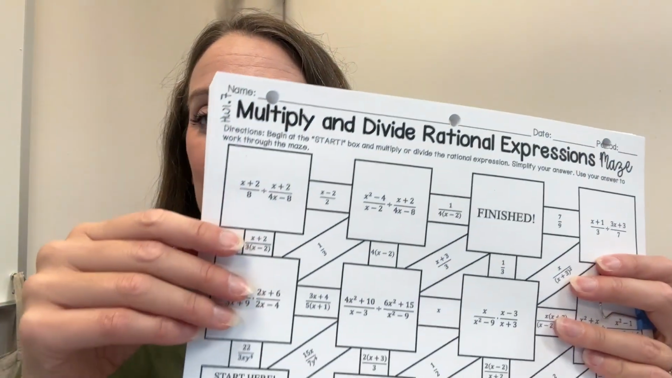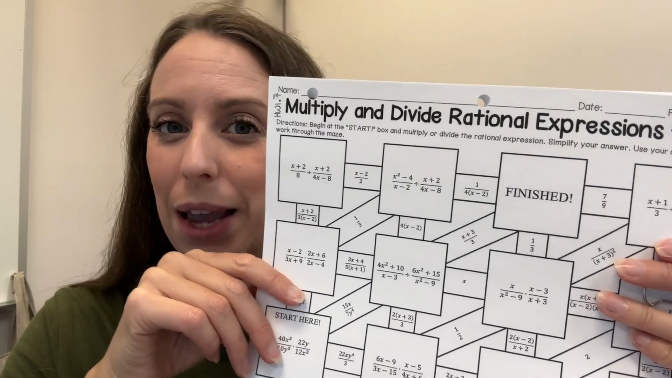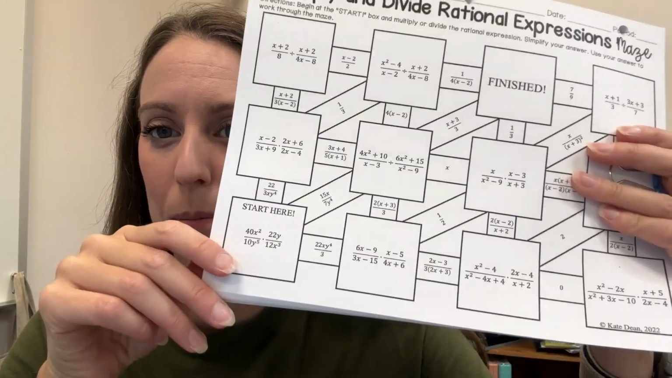And then we are going to be simplifying, multiplying, and dividing rational expressions today. All of this is review. They should have seen this in Algebra 1 and Algebra 2, so we're really just reviewing it today. And then the kids are going to work on a multiplying and dividing rational expressions maze.